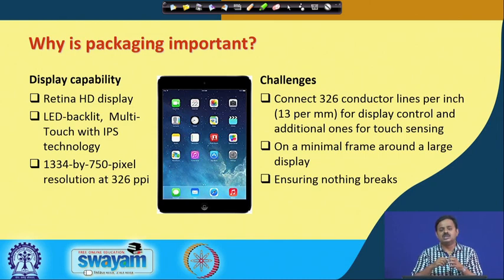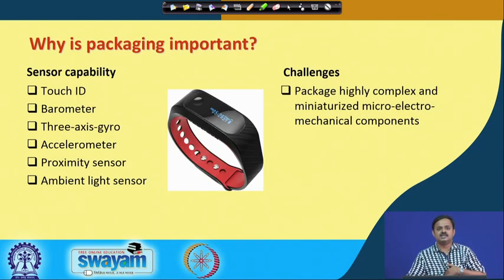Clear? So, in the last slide we talked about processor capability. In this one we saw the challenges in realizing the capability of the display technology that we want to put in our product. What else? Sensor capability.